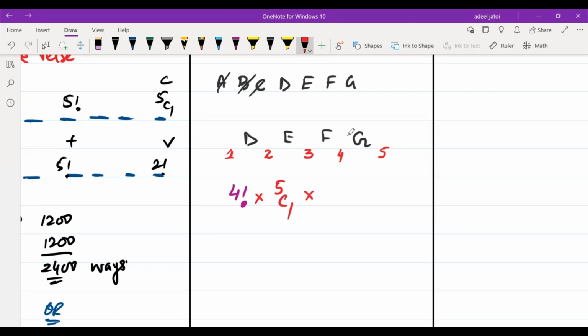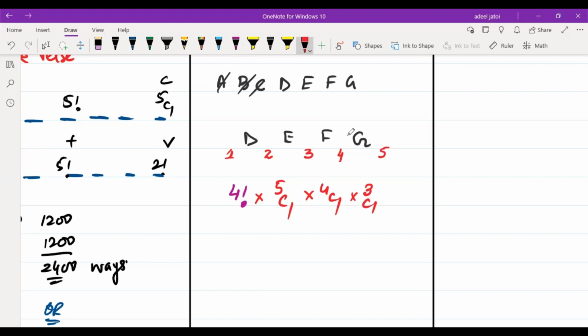Then when I have placed A in one of the 5 gaps, how many gaps are we left with? We are left with 4 gaps. So when we are left with 4 gaps, I am placing B now. So it should be 4C1. Now, when A and B are placed in the gaps, out of 5, 2 gaps are filled in. So we are left with only 3 gaps. So that means this should be 3C1.